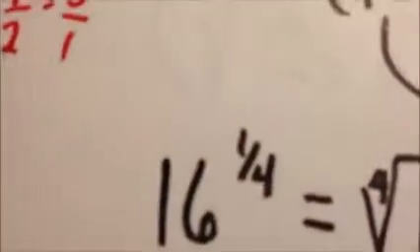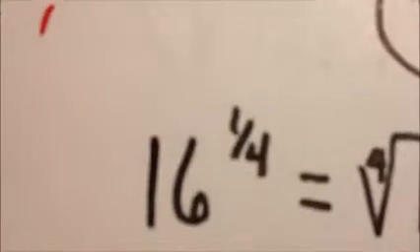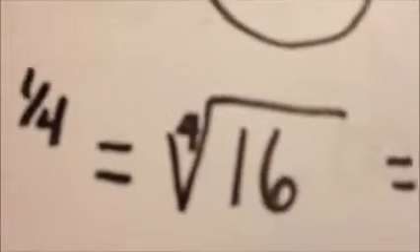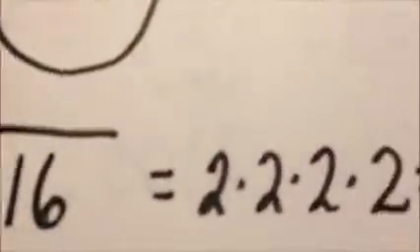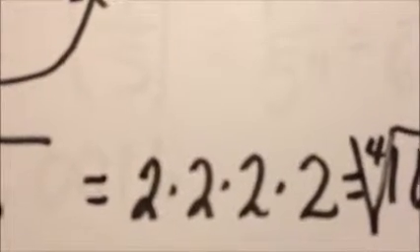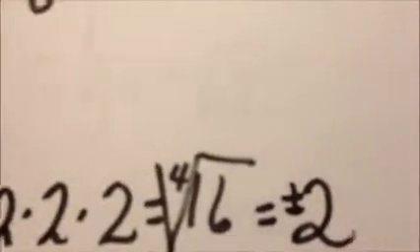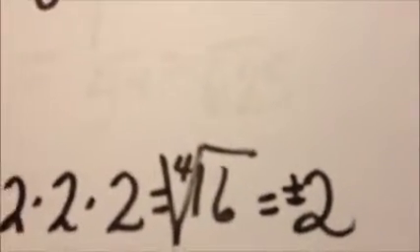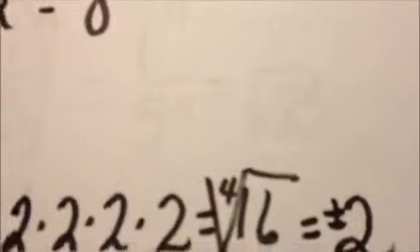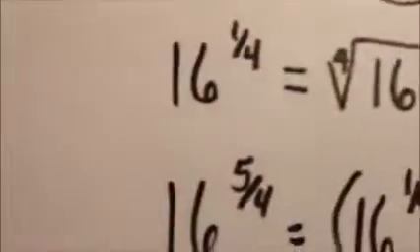Now, let's look at 16 to the 1/4 power. So this is the 4th root of 16. So the 4 things exactly alike that multiply and get 16 would be 2 times 2 times 2 times 2. So the 4th root of 16 is plus or minus 2, because it could be negative 2 times negative 2 times negative 2 times negative 2.